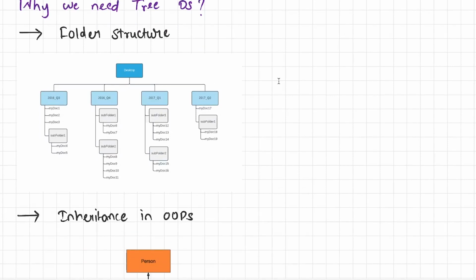So let's try to answer this question with this real world example. Let's say we have a folder structure and we want to represent this folder structure. Then how are we going to represent it? Obviously we need some sort of data structure that is used to represent this folder structure, right? So this is where tree data structure comes into the picture. You can see over here the folder structure is represented using tree data structure. So we have desktop at the root, then we have 4 folders, and inside of these folders we have other child folders, and we also have some files. So this is how we are leveraging tree data structure to represent folder structure.